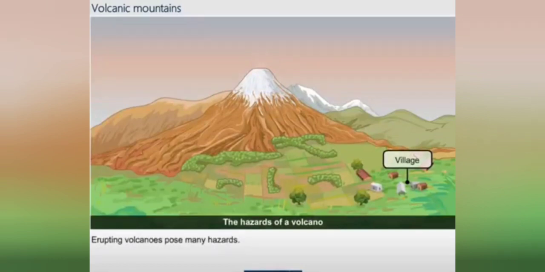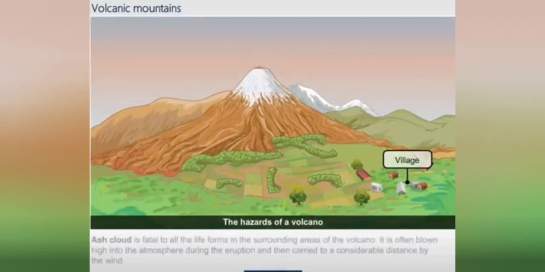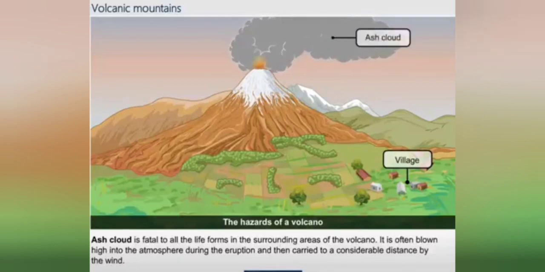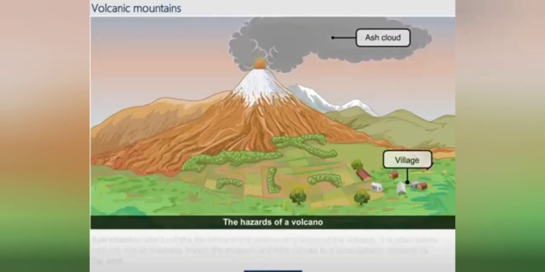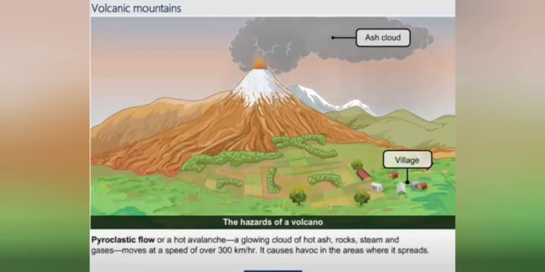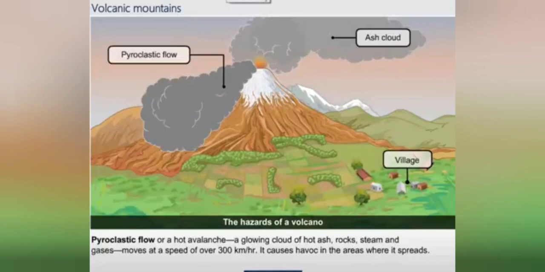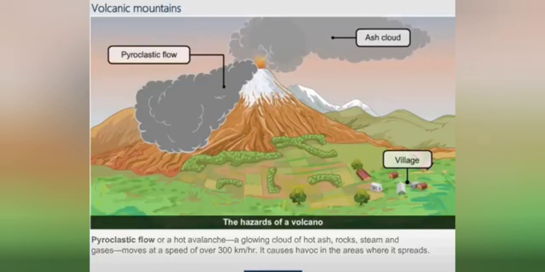Erupting volcanoes pose many hazards. Ash cloud is fatal to all the life forms in the surrounding areas of the volcano. It is often blown high into the atmosphere during the eruption, and then carried to a considerable distance by the wind. Pyroclastic flow, or a hot avalanche, a glowing cloud of hot ash, rocks, steam, and gases, moves at a speed of over 300 kilometers per hour. It causes havoc in the areas where it spreads.